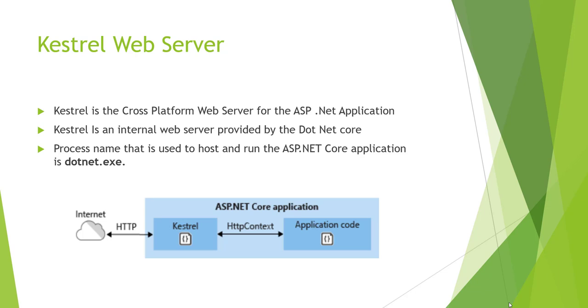The Kestrel web server is generally an edge server. What an edge server means is that it is a directly internet-facing web server which can directly process the incoming HTTP requests and provide responses to the client. The Kestrel web server uses the dotnet.exe process to host the ASP.NET Core applications. So this is how Kestrel can be used as a web server to host .NET Core applications.